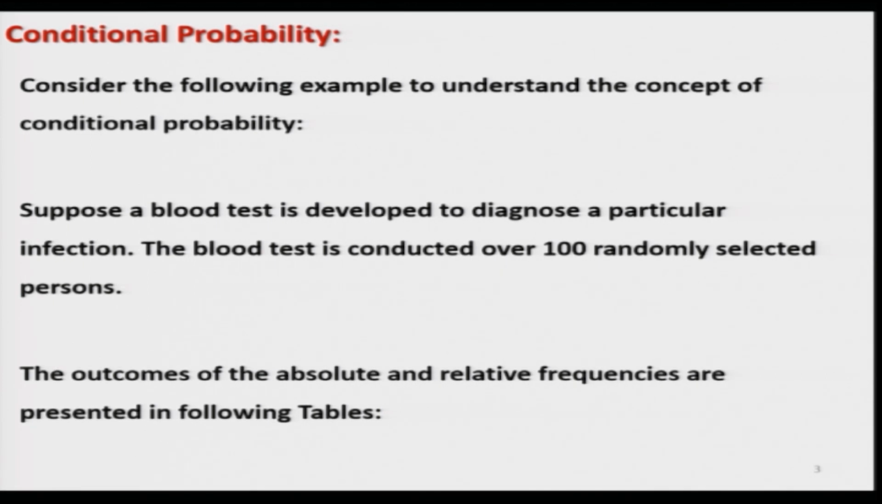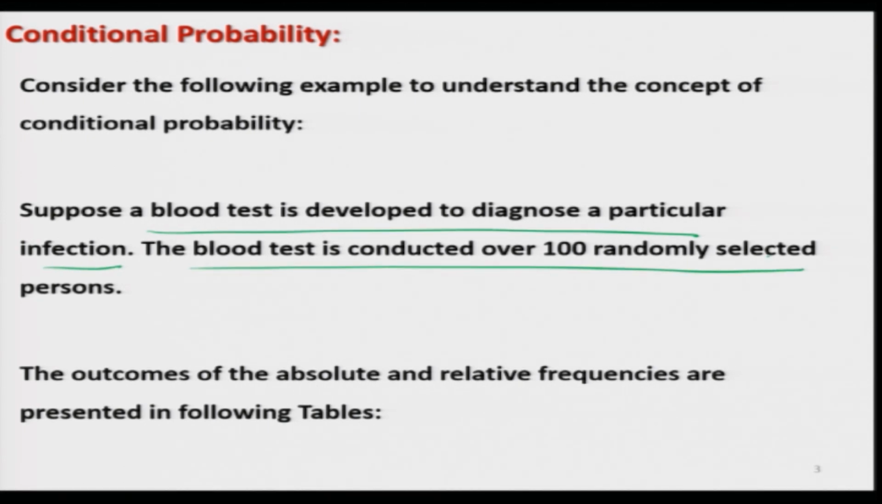Suppose there is a blood test developed to diagnose a particular type of infection, and the blood test is conducted over 100 randomly selected persons. Whenever the test is administered to a group of people, there are 4 possibilities: the patient has a problem or there is no problem, and the test gives you the correct result or a wrong result.